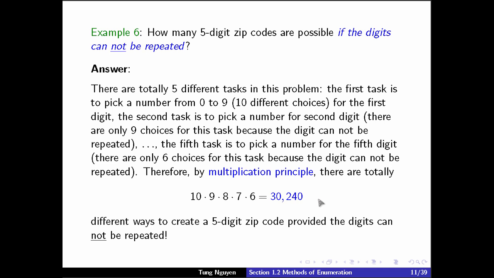And then for the third digit, we are down to 8 choices. And then the fourth one, we only have 7 choices. And the fifth digit, we only have 6 choices. So this time, by using the multiplication principle, we have 32,040 different ways to create a 5-digit zip code.